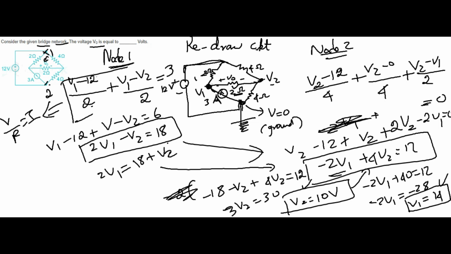So automatically, V0, you know that V0, what's the value? V0 is equal to V1 minus V2. So this is the V0, is it right? V1 is in between the gap. So you will be getting 14 minus 10, that is equal to 4 volt. 4 volt is the answer.